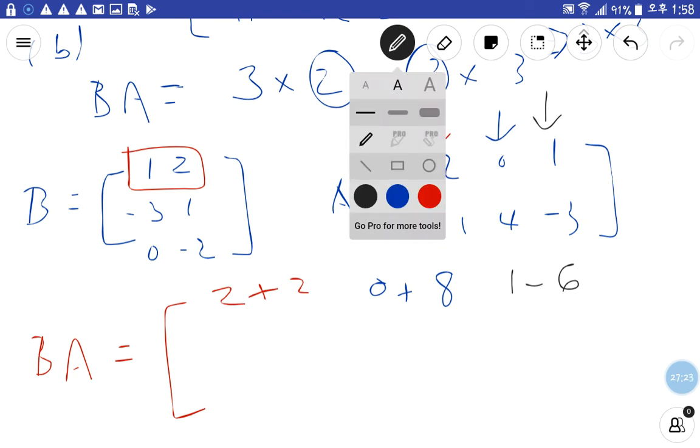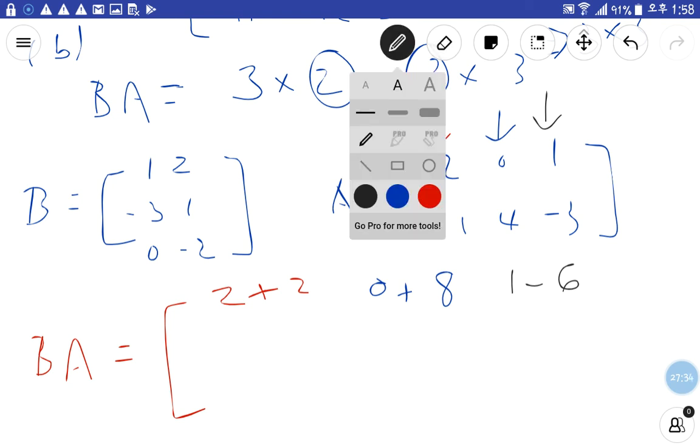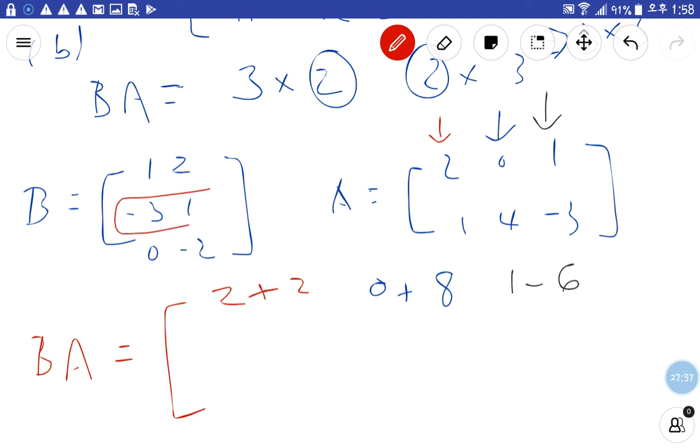Okay, we're going to repeat this now. I'm going to use my second row. So this time I'm going to use this, right? Negative 3 times 2, negative 6. 1 times 1, 1. Now my second column, I got negative 3 times 0, 0. 1 times 4, 4. My last one is negative 3 times 1, negative 3. 1 times negative 3, minus 3.